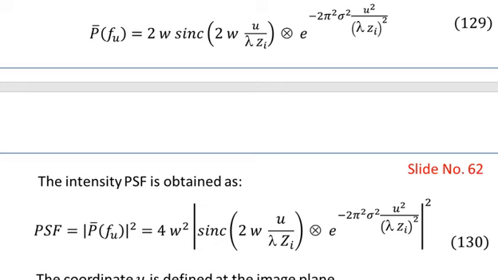The absolute square is taken because the sinc function could be negative, whereas the Gaussian function is a non-negative function. So we have taken the absolute square, not the simple square, because we want to avoid negative values of the sinc function, when it is individually or when it is convolved with the Gaussian function on the right hand side of this. So equation number 130 is actually the intensity point spread function of our imaging system.